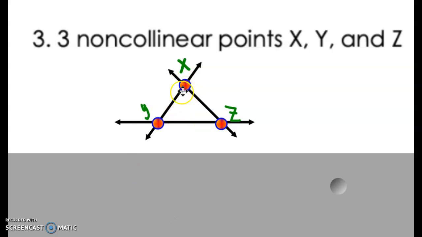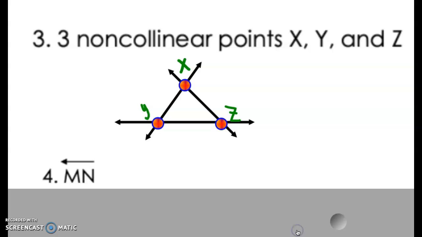Here I've drawn 3 lines that kind of intersect to form a triangle, and you see I've labeled my points X, Y, and Z. No 3 points here are on the same line. So again, this is not the only sketch that you can draw, but it is a possibility.